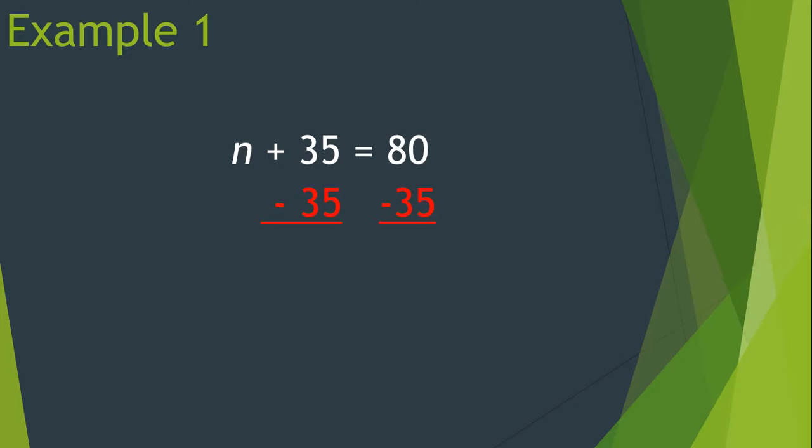So our variable comes down, our n. The plus 35 and minus 35 cancel out, become 0. We bring down our equal sign, and now we can actually subtract 80 minus 35, which gives us 45 as our answer. So our answer, or our solution, is n is equal to 45.